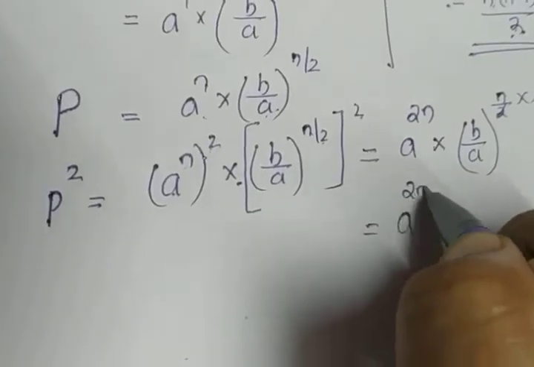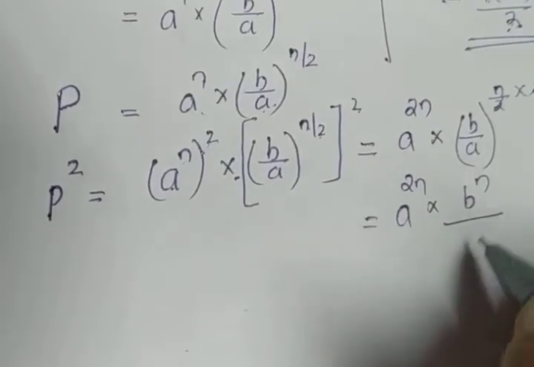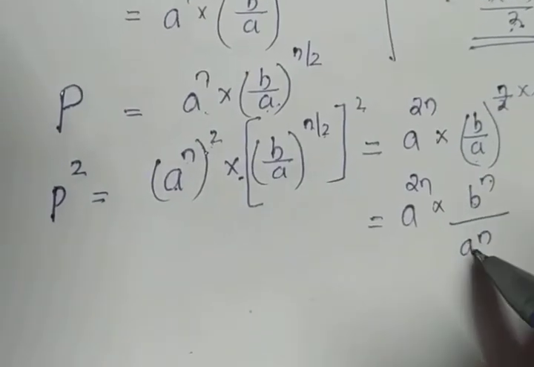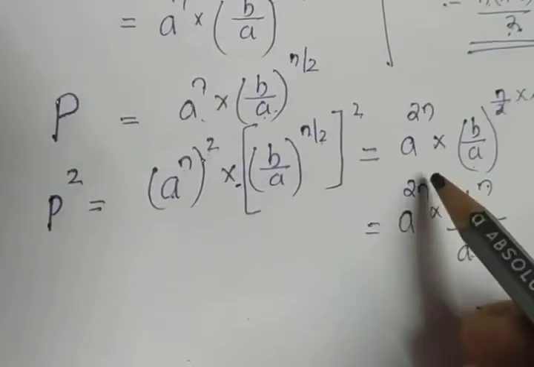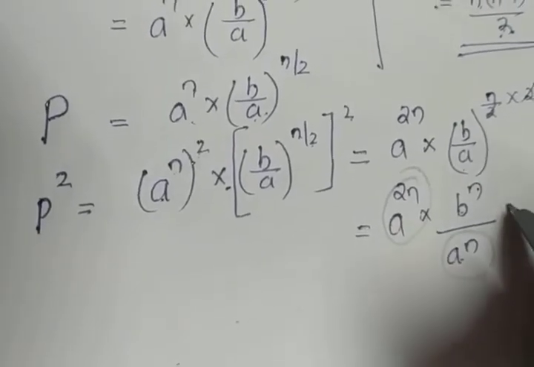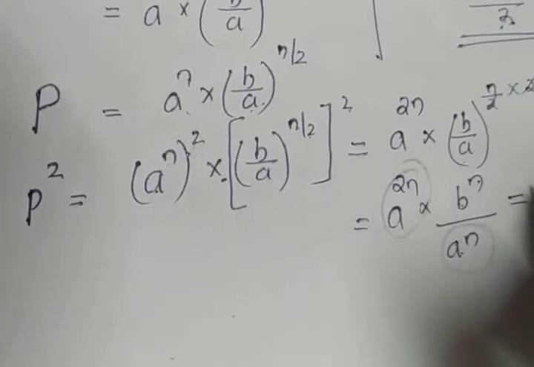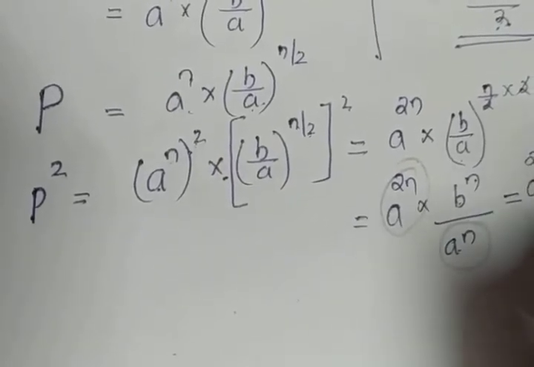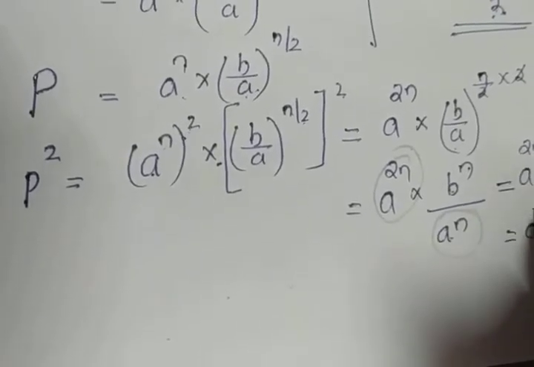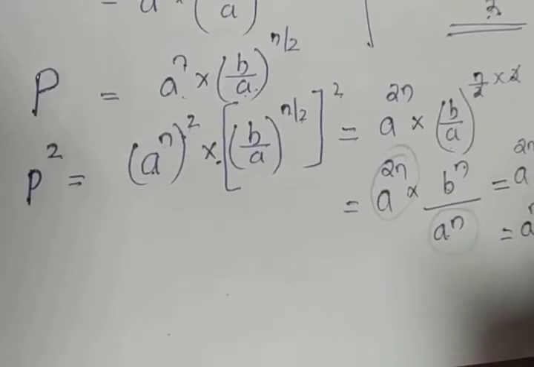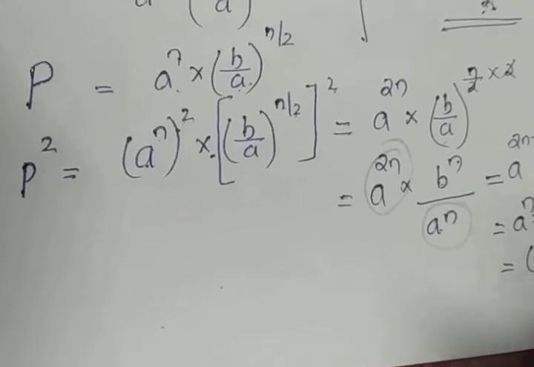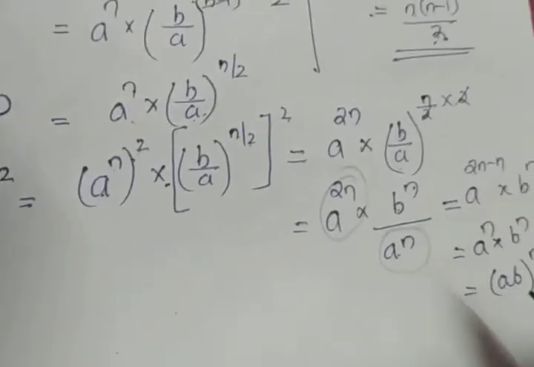So what is the answer? A raised to 2n into B raised to n divided by A raised to n. This is (B by A) raised to n, so we can write as B raised to n by A raised to n. Here again look, A raised to 2n and A raised to n have the same base, so we can subtract the powers because it is divided by. So A raised to (2n minus n) into B raised to n. 2n minus n gives you the value n. So A raised to n into B raised to n. If I am making these two terms together, instead of A raised to n into B raised to n, I can write the value (AB) the whole raised to n.